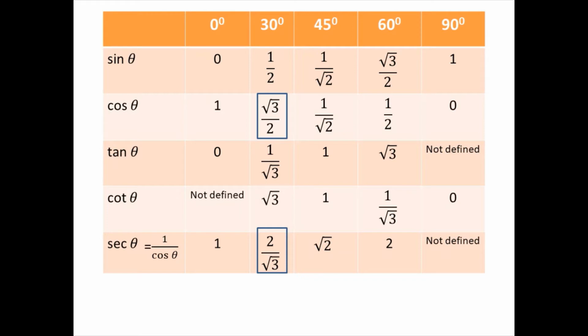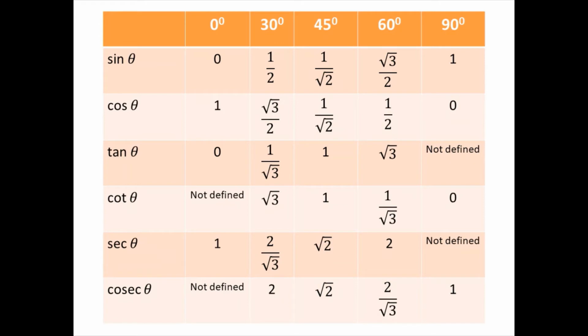Next, cos 45 degrees is 1 by root 2. The reciprocal of 1 by root 2 is root 2 as the numerator and 1 as the denominator. So it is root 2. And next, cos 60 is 1 by 2, so the reciprocal is 2. And next is 1 by 0. 1 by 0 is not defined. So secant 90 is not defined. Now the last ratio is cosecant theta.